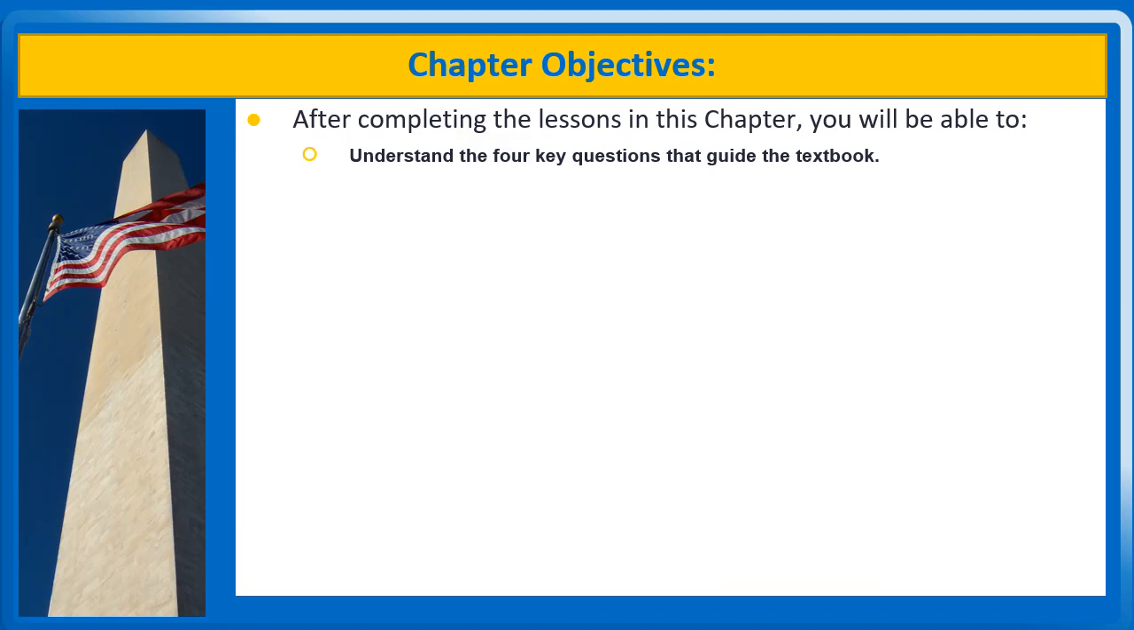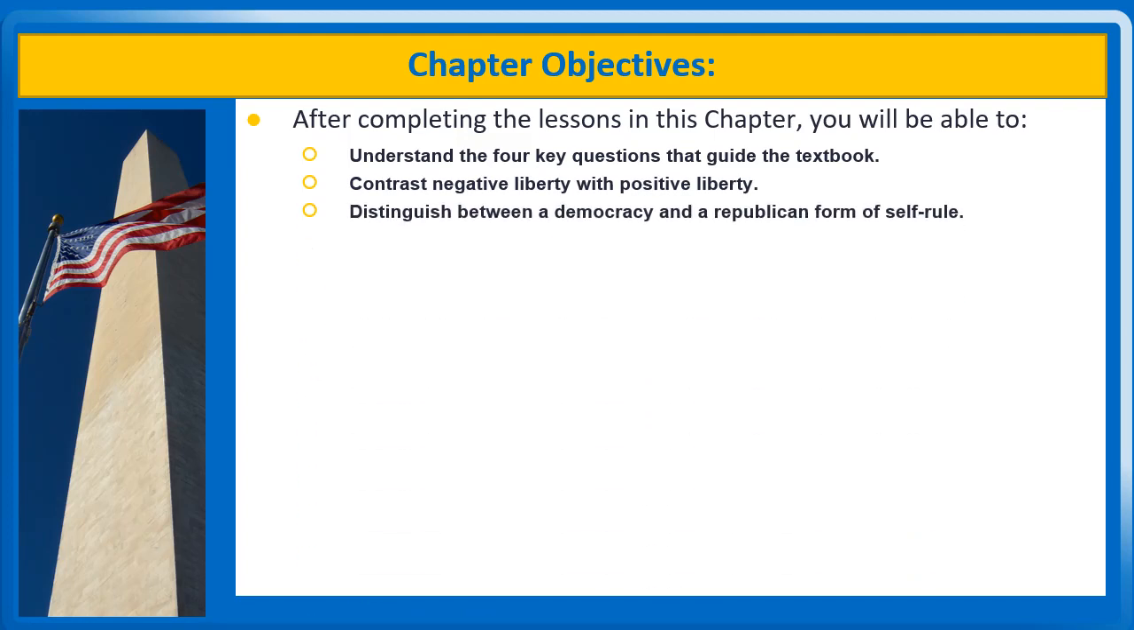After completing the lessons in this chapter, you'll be able to understand the four key questions that guide the textbook. Contrast negative liberty with positive liberty. Distinguish between a democracy and a republican form of self-rule. Explain the concept of limited government and how it has evolved.